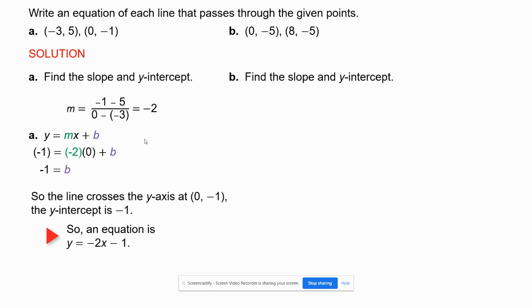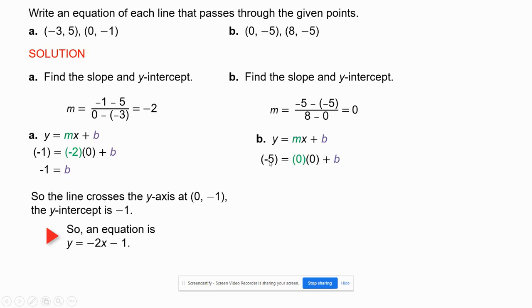For the second part of this example, we do the same thing. We're going to find the slope and the y-intercept. So we're going to take y2 minus y1 over x2 minus x1. And if you notice up here, -5 minus a -5, well, that's the same as -5 plus 5, which is 0. And 0 divided by 8 is also 0. So our slope is 0.